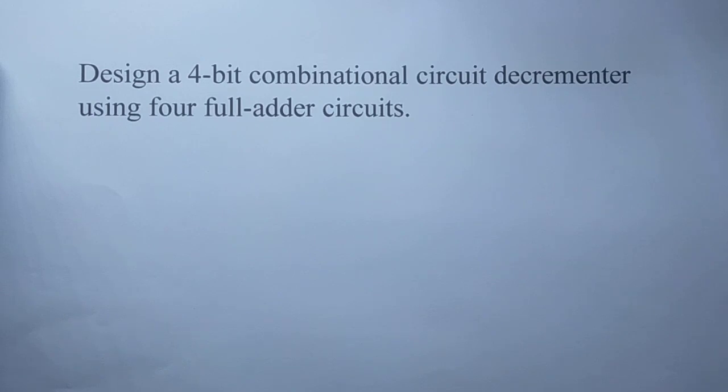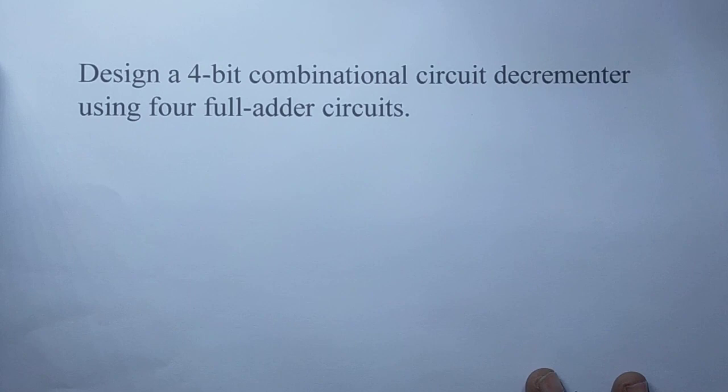Now I will explain this 4-bit combinational circuit, how the decrementer will be designed with 4 full adder circuits. Before designing this, I will explain the concept of a decrementer. After that I will design the 4-bit combinational circuit. Now see, decrementer means what? First question: decrementer means what?